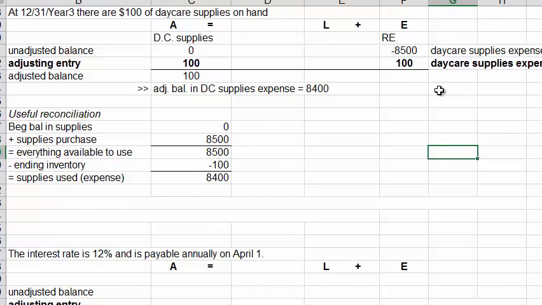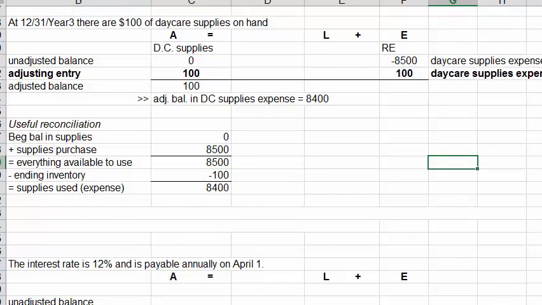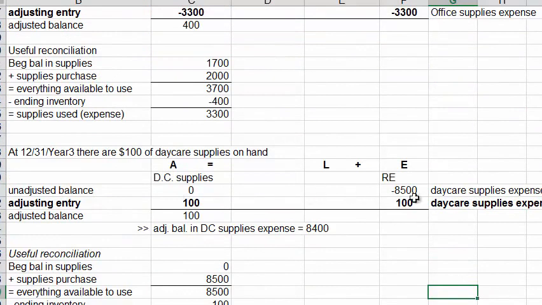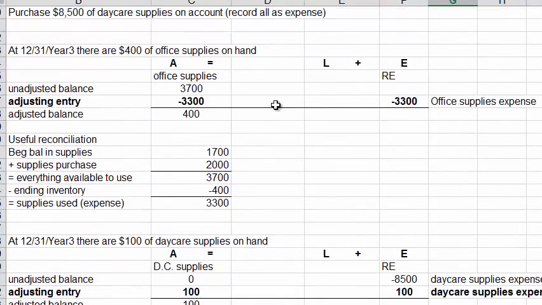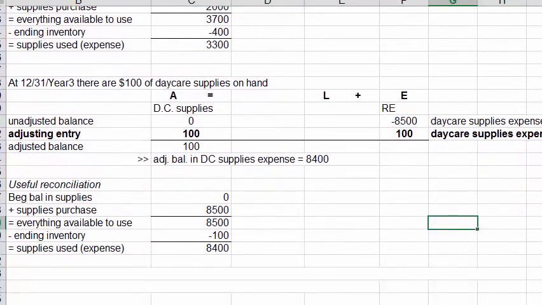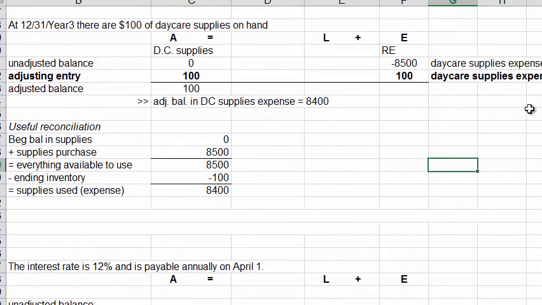So what I'd like you to realize is, if you contrast the way we recorded daycare supplies originally to the way we recorded our purchase of office supplies, you'll see we used very different rules of thumb. But it really didn't matter. No matter how we record that original entry, we can find one balanced adjusting entry to correct both the supplies asset account and the supplies expense account at the same time. And the same would hold true for any other type of situation where we applied a rule of thumb.